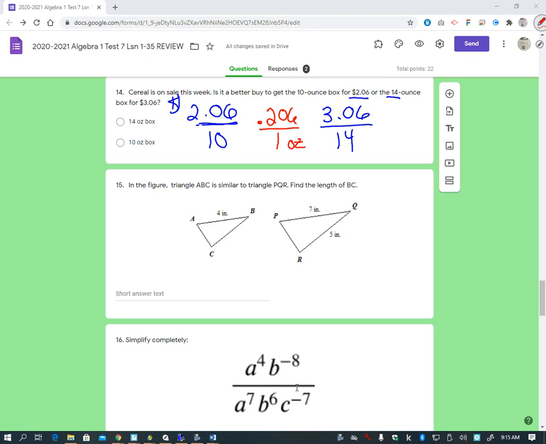Now let's do the same thing with $3.06 by 14. What is that? 0.2185 for that same ounce. Okay, which one is a better price? The 10-ounce box or the 14-ounce box? You want a cheaper one, right? You want the one that has the smaller number. Which one is that? 10 ounces. Does that make sense? Do we understand that? You're very confused?